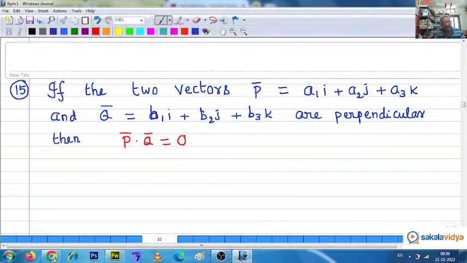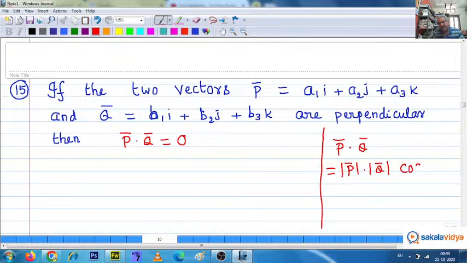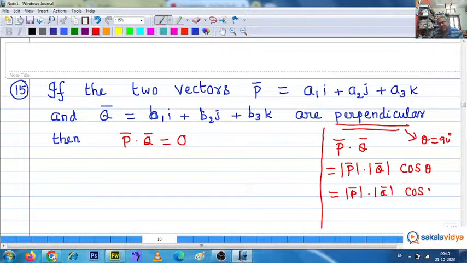Why? It's very simple. Let me explain. As per the definition of P dot Q, you have P bar dot Q bar is mod P mod Q cos theta. As they are perpendicular, what is theta? Here theta is equal to 90 degrees. Substitute mod P mod Q cos 90 degrees. What is the value of cos 90 degrees? Yes, absolutely correct, 0. So mod P times mod Q times 0. 0 multiplied by something is 0. So P dot Q is equal to 0.